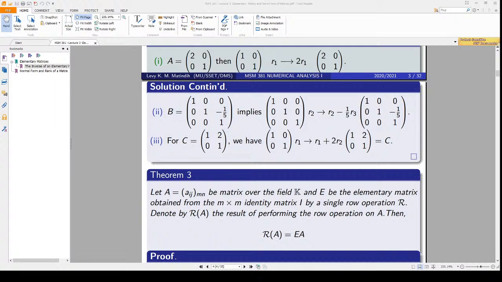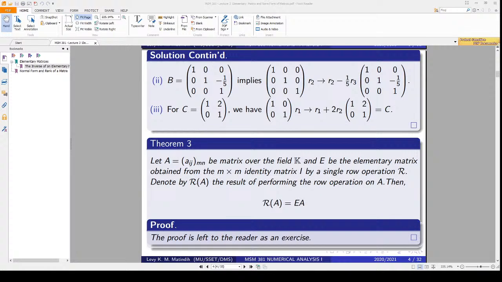So this matrix B has been obtained by applying a single row operation on the identity matrix, a 3 by 3 identity matrix. As such, this matrix B is an elementary matrix, similarly to matrix C. It's just the same concept. Now let's look at theorem number 3.